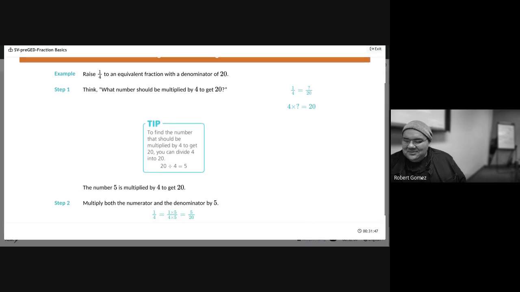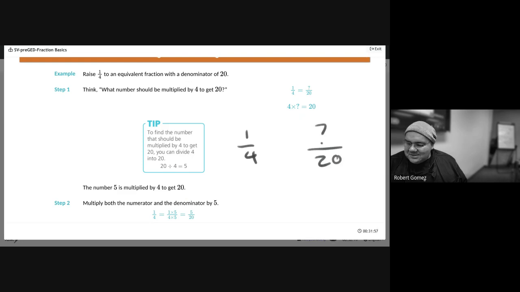So let me write this down. Once again, working the example, I said, okay, I have 1/4, and I know that my denominator is 20. We don't know what this is yet, but how did I get that 20? Well, I have to multiply it by 5. And guess what I'm going to have to do here? I'm going to have to multiply it by the same number. And so when we're done, our equivalent fraction is going to be 5 over 20.